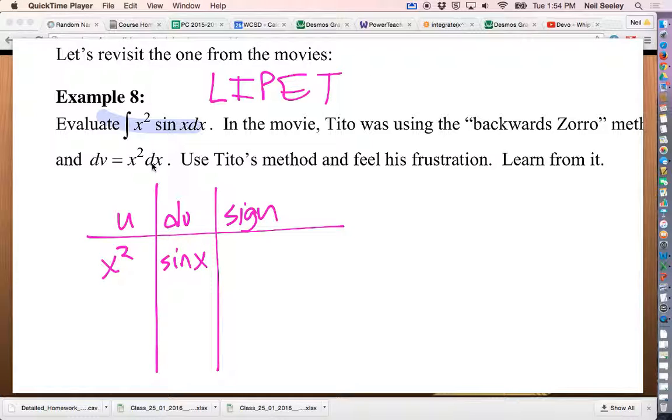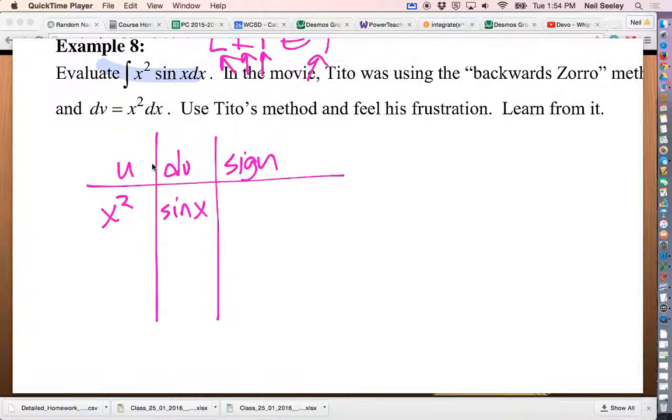So, log, inverse trig, polynomial comes before a trig function as your choice of u. So you just work your way down, LIPIT. So x squared wins as the choice of u because of the acronym LIPIT. It's that powerful.